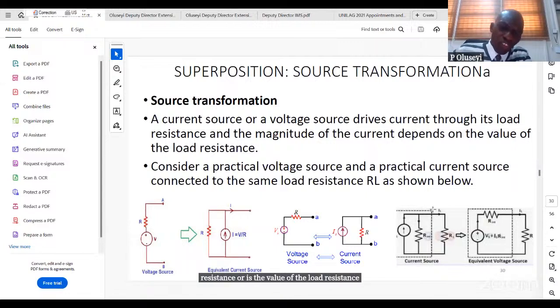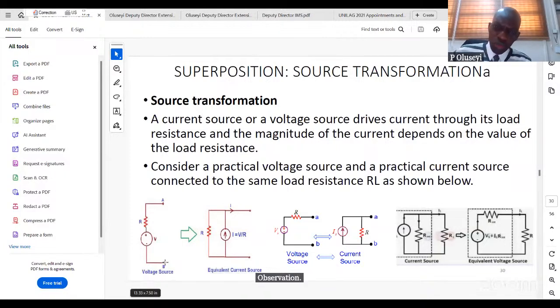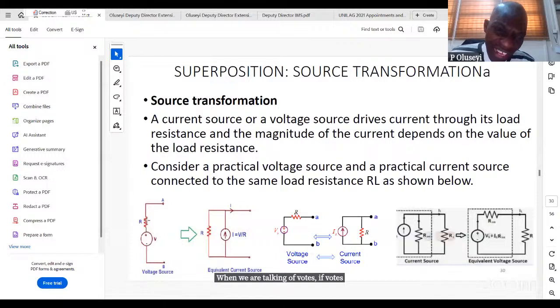When we are talking of a voltage source, we always have a resistance in series. That resistance in series, we call it internal resistance. You already know that from your knowledge of physics. Thank God that one of you has raised an observation, and thank God we are here now.